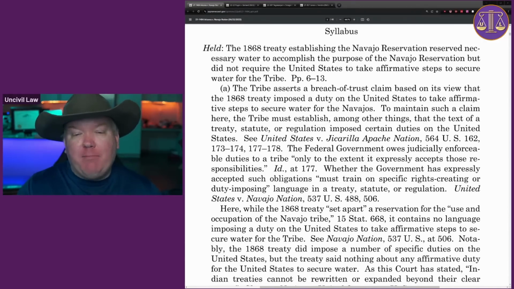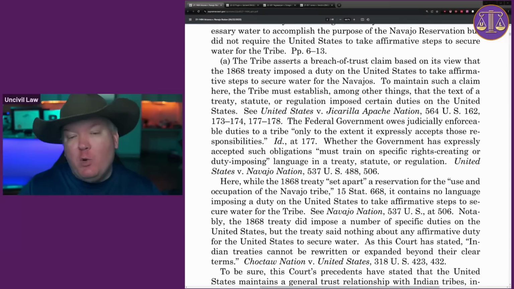The tribe asserts a breach of trust claim based on its view that the 1868 treaty imposes a duty on the United States to take affirmative steps to secure the water.